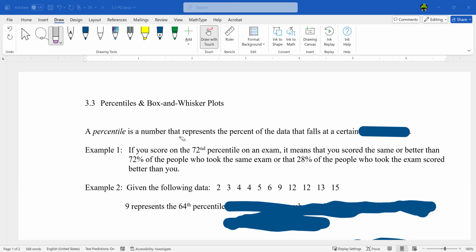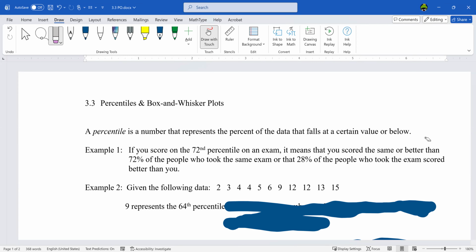Section 3.3, percentiles and the box and whisker plot. A percentile is a number that represents the percent of data that falls at a certain value or below. So for example one here, if you score in the 72nd percentile on an exam, it means that you scored the same or better than 72% of the people who took the same exam. Once again, a percentile is the percent that scored your value or below.